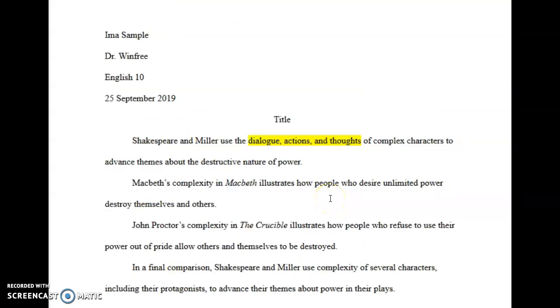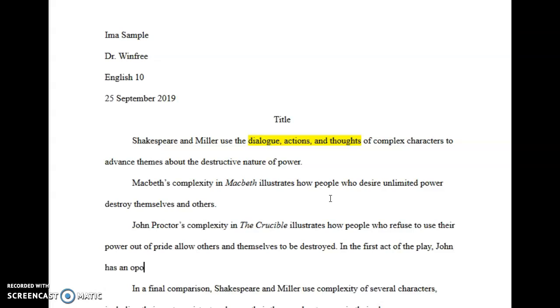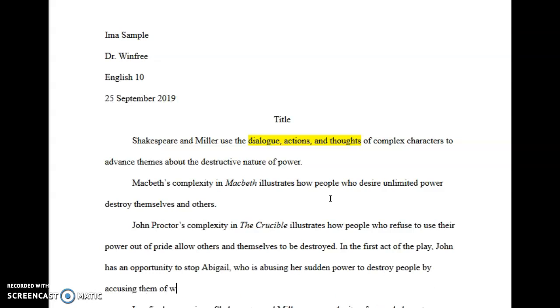So I'm going chronologically through the play as I show his character development, which also helps to develop the theme. So, in the first act of the play, John has an opportunity to stop Abigail, who is abusing her sudden power to destroy people by accusing them of witchcraft.